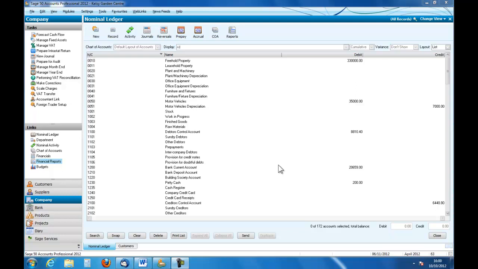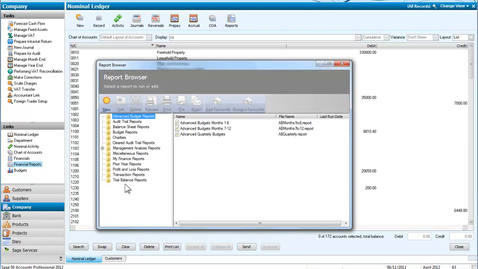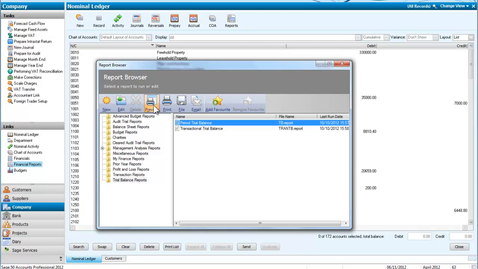Remember that for each transaction, there should be a debit and a credit, or debits and credits, and for each transaction, the total of the debit side must equal the total of the credit side, which means that when we look at all of these, we go to our financial reports here and go to the trial balance. We'll take the period trial balance and preview it.